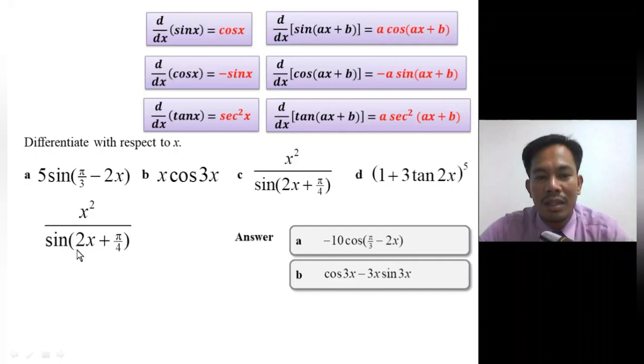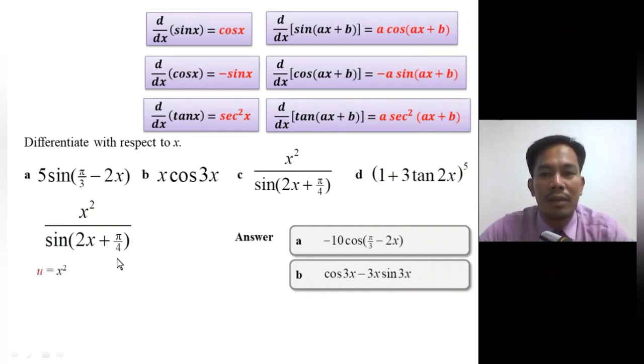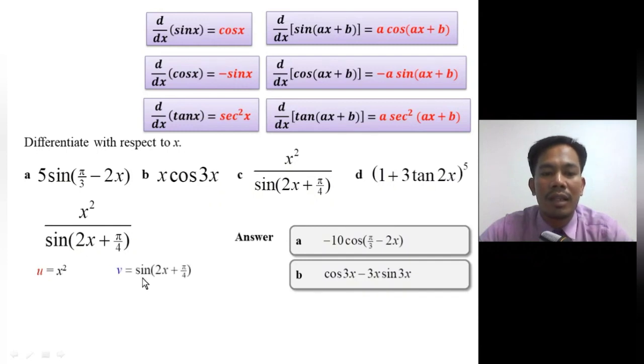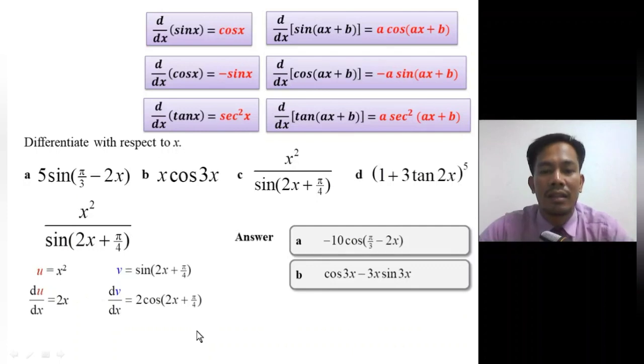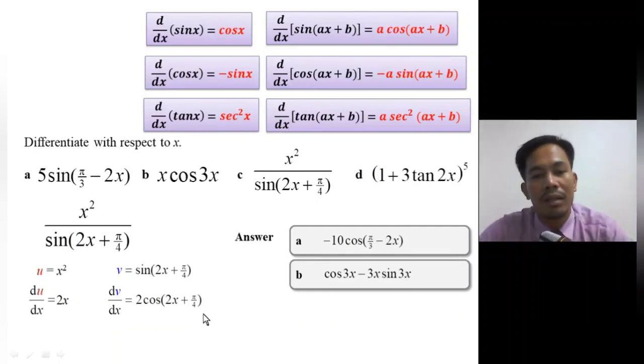But it's not as simple as that, because this is division and we are now applying the quotient rule. So let u be x squared, and v equal to sine of the angle 2x plus pi over 4. The derivative of u is 2x. The derivative of v is the one I shared a while ago. 2 will be outside, and then the derivative of sine is cosine. Then plug in the original angle, which is 2x plus pi over 4.